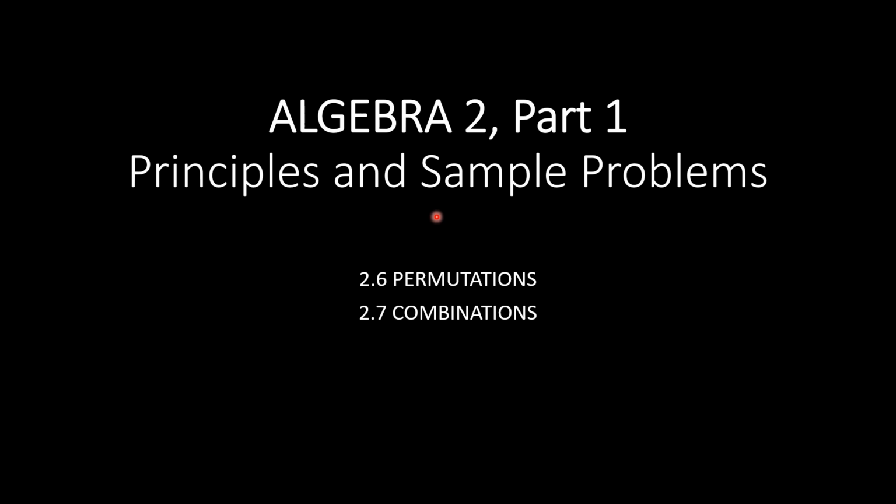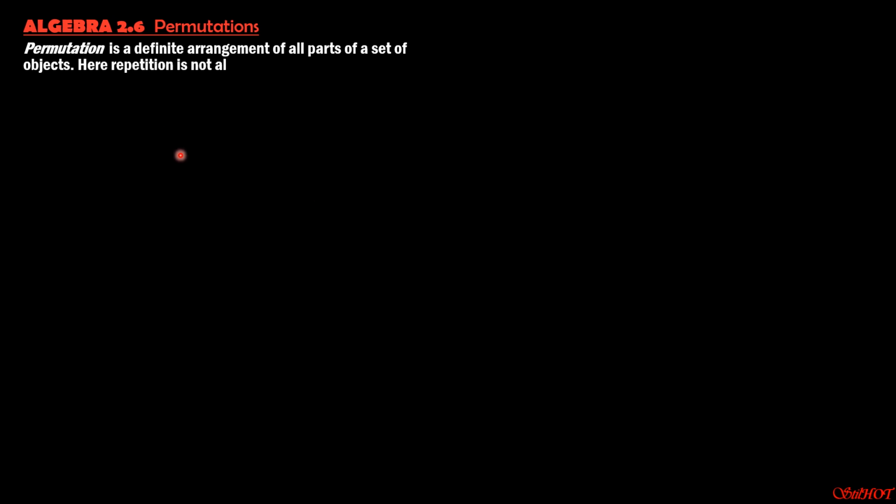I'll divide Algebra 2 into maybe 3 or 4 parts so that each video will only take maybe more than 10 minutes to discuss. So I will discuss permutations and combinations in this video, and we define permutations as a definite arrangement of all parts of a set of objects. So here, repetition is not allowed and order matters.